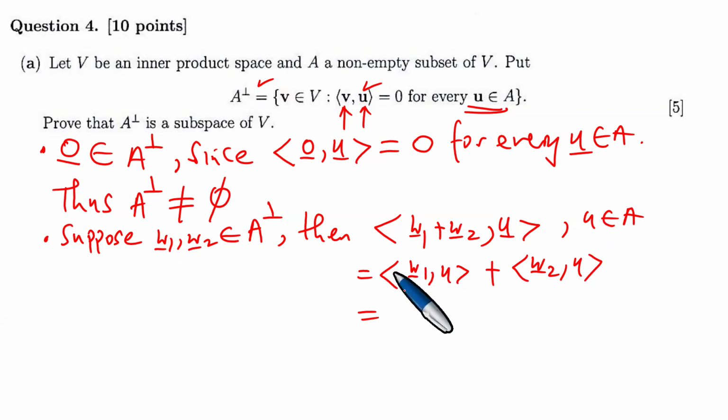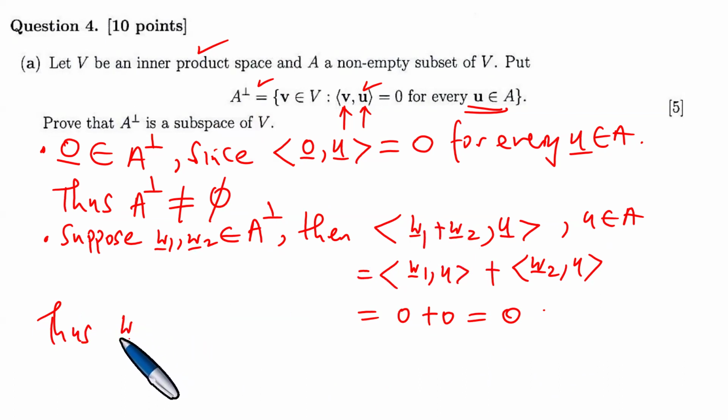So these are orthogonal vectors, and the dot product, obviously this is a more general inner product space, right? So it's 0 plus 0. 0 plus 0 becomes what? Becomes 0. And because of that, we then say the sum, which means W1, W2 are elements of what? It's an element of W perp.